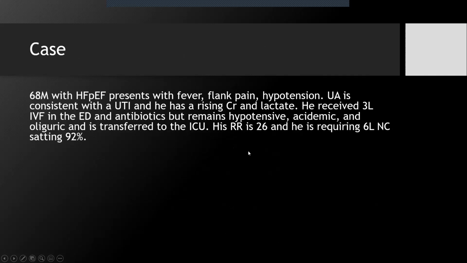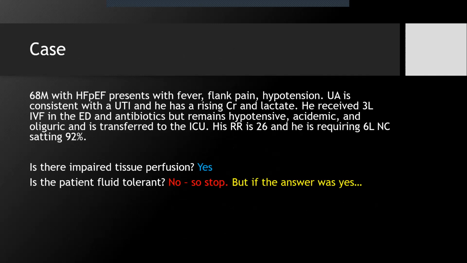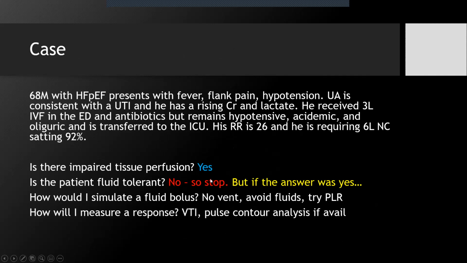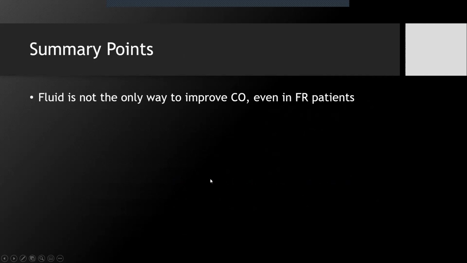So in this patient at the very beginning, there was impaired tissue perfusion. Is the patient fluid tolerant? No. So we should stop, as everyone sort of said. But if the answer was yes, then how would you simulate the fluid bolus? This patient had no vent. You wanted to avoid fluid, so you would try a passive leg raise, and then you would use a VTI or pulse contour analysis if it's available.